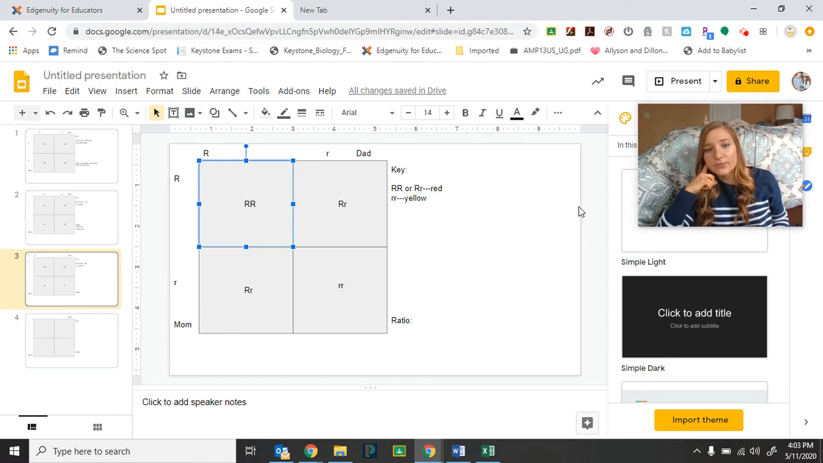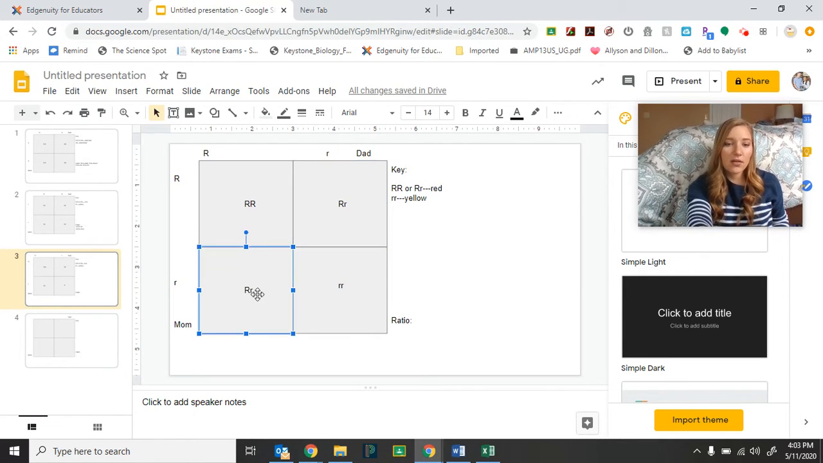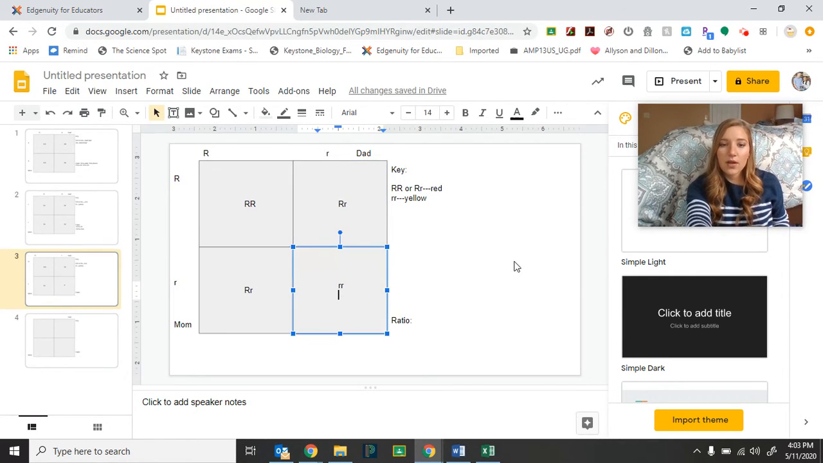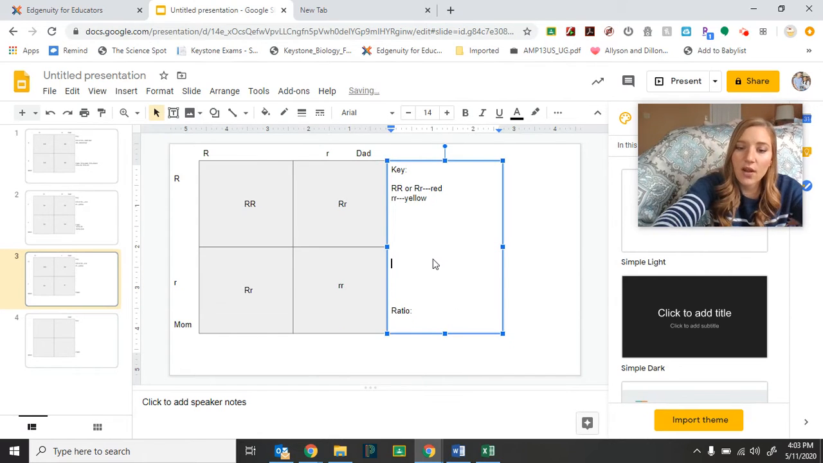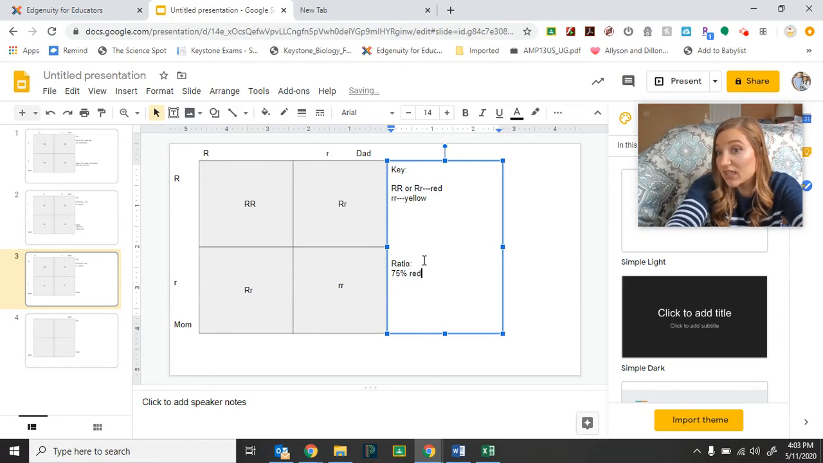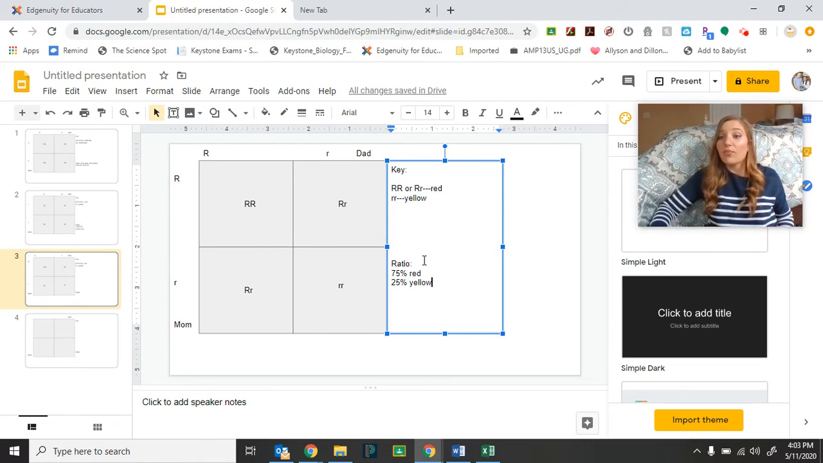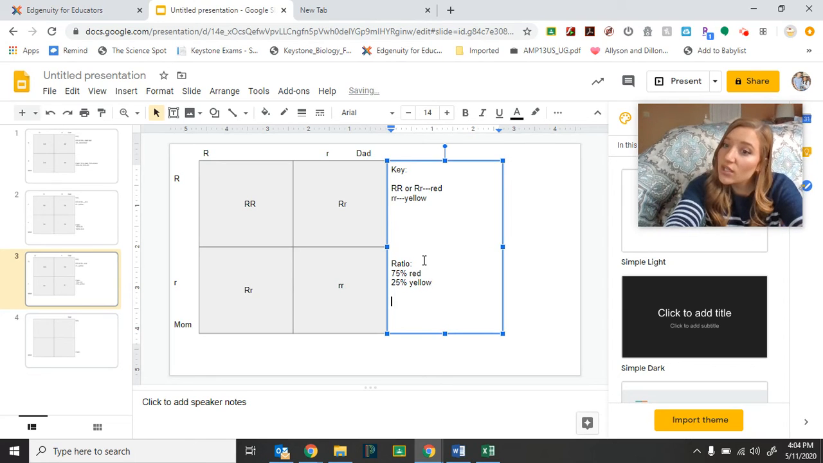Look at this square. What color is that fruit? Look at my key. Oh, it's red. Look at that square. What color is that fruit? Look at my key. Oh, it's red. Oh, it's red. Oh, that's yellow. So we just figured out all the phenotype ratios for the offspring. 75% of these babies will most likely be red, and about 25% will most likely be yellow. Is it possible they have 100 baby fruits, and all of them are yellow? Is it possible? Yes. Is it likely? No.